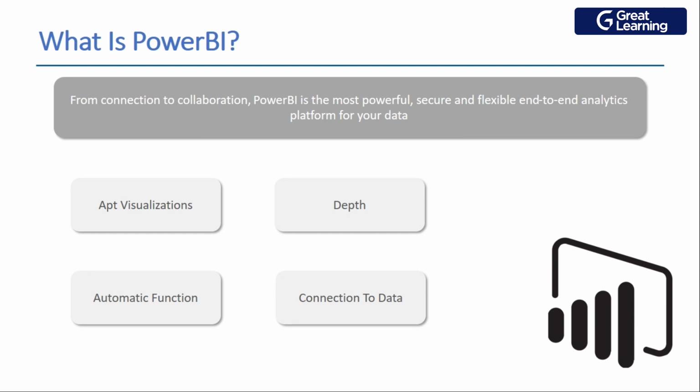But for now, let's try and understand what the definition is, or what these pointers stand for. When you say apt visualizations, the aim here is to generate visualizations that convey detailed, or a lot more, information for you with ease. You can get into the depth of concepts. So this is where your drill down features come into the picture. How do you get into the depth of information?